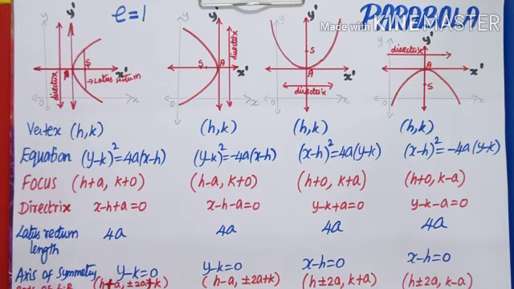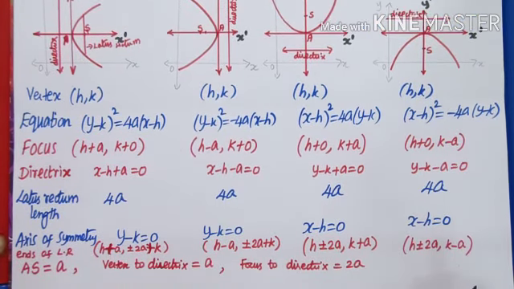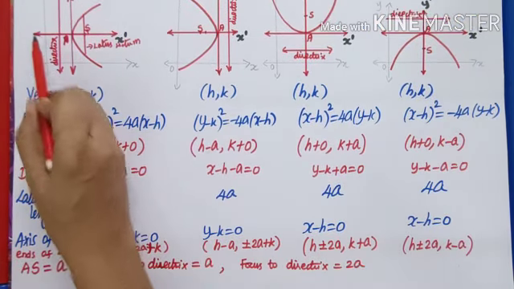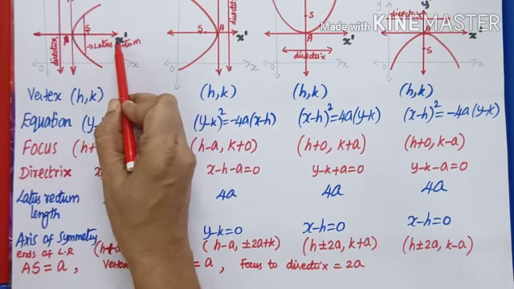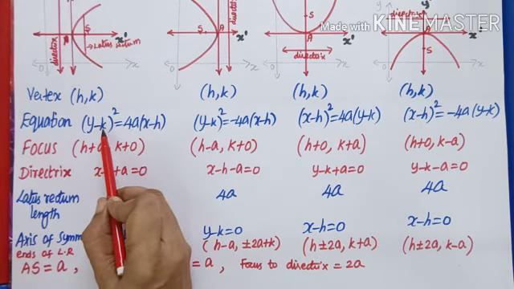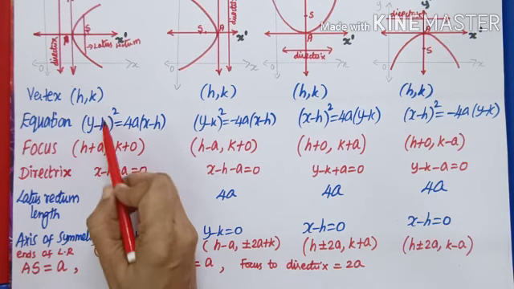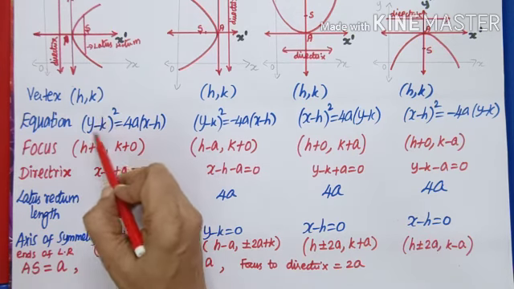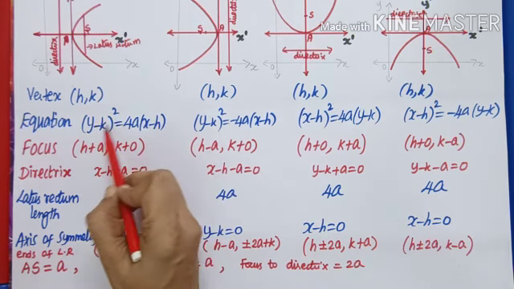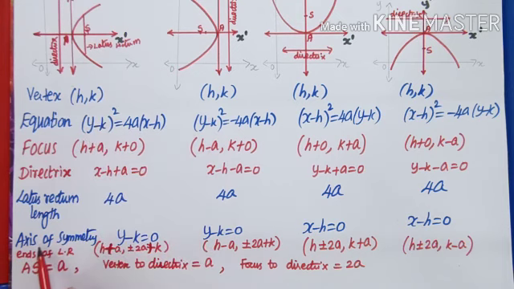Now the next is the axis of symmetry. How to write the axis of symmetry? This line we call the axis of symmetry. From the equation, put the LHS equal to 0. Y minus k whole square, no need, only this bracket. So for the axis, it is y minus k equals 0, it is y minus k equals 0, it is x minus h equals 0, and it is x minus h equals 0.